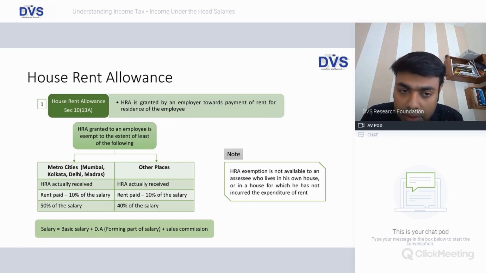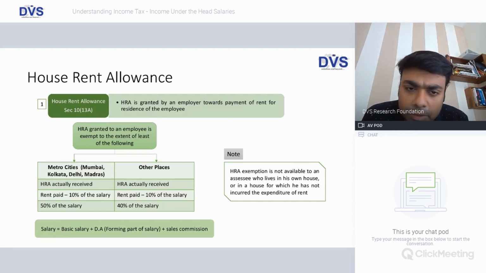So you have metro cities based on an erstwhile definition of the term metro, which is why you have only those four metros: Mumbai, Kolkata, Delhi, and Madras or Chennai. But your places like Hyderabad or Bangalore or Gurgaon, all these are as expensive or if not more than metros, but any which ways. And a non-metro other than metro. What are the slabs? Rent, actual HRA received, rent paid minus 10%. These are standard for both, minus 10% of salary, and 50% of salary for metro and 40% of salary for non-metro.